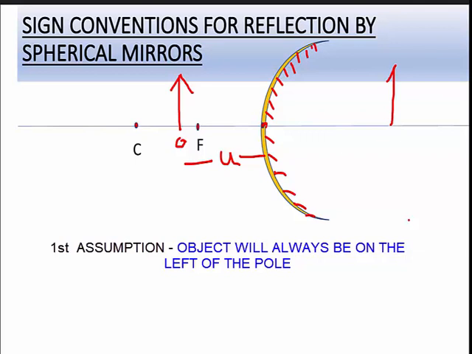Now let's say we form an image here. Let's say the image is formed on the right hand side as shown here. Now how is the image? The image is erect. So if this is my image here on the right hand side of the pole, the distance between the mirror and the image will be the image distance, and we always mark the image distance with the letter V. Do you understand what is object distance and what is image distance? The object distance is the distance between the position where the object is placed and the pole, whereas the image distance is the distance between the position where the image is formed and the pole.